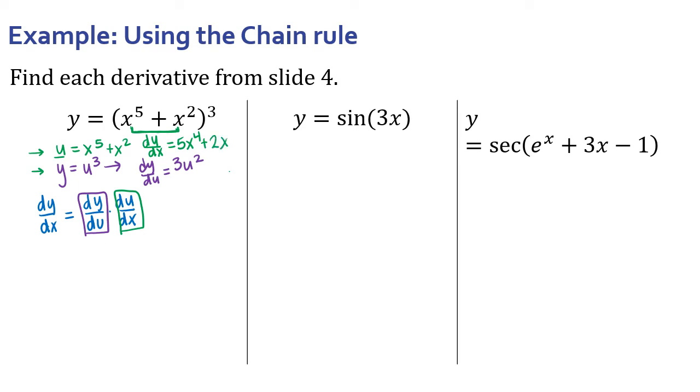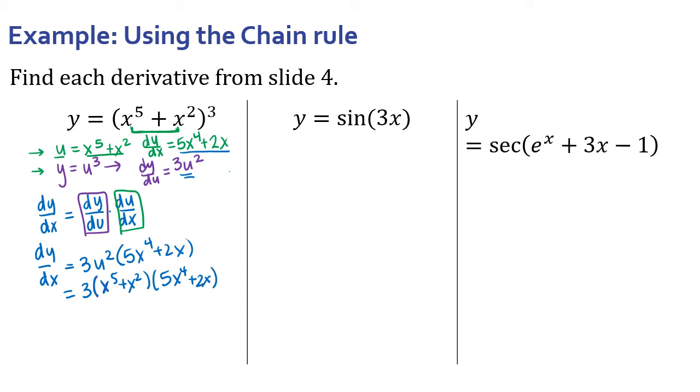So now what I can do is substitute this all in. So dy over dx equals dy over du, which is this, times the derivative of u with respect to x, so 5x to the 4th plus 2x. And then I'll go back through and substitute, okay, well, u was this, so I've got to go back. So this is going to be 3 times x to the 5th plus x squared, all squared, times 5x to the 4th plus 2x. Okay, so let's do some other.